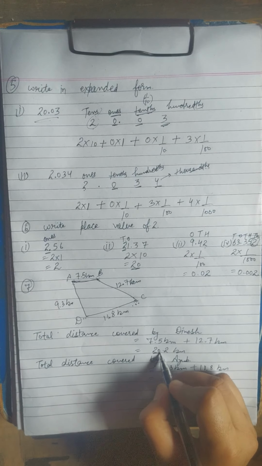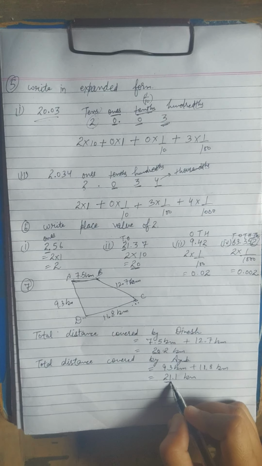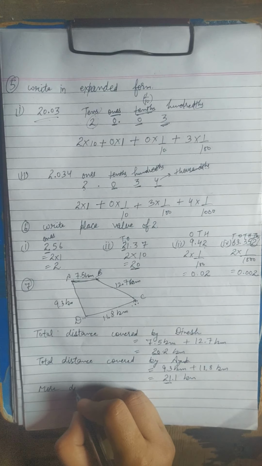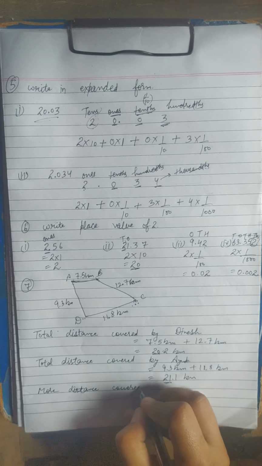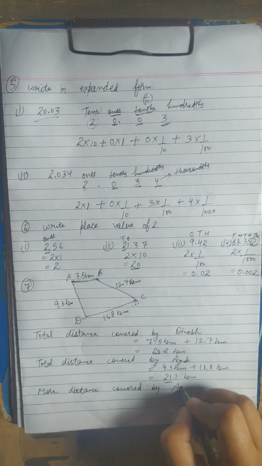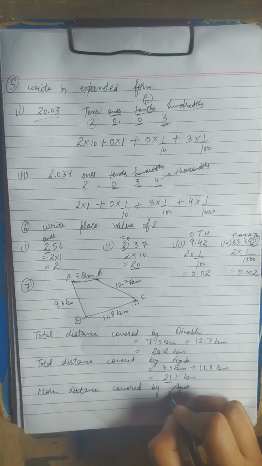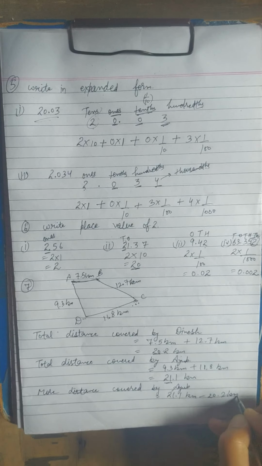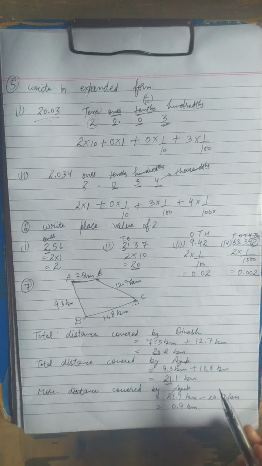Now we have to check who has covered more distance. See, the whole number part here is 20 and here the whole number part is 21. So that means Ayub has covered more distance. So here we will write, more distance covered by Ayub. Now to find by how much he has covered more distance, we have to subtract these two numbers, 21.1 kilometer minus 20.2 kilometer. After subtracting, what do you get here? 0.9 kilometer. So Ayub covered more distance by 0.9 kilometer.